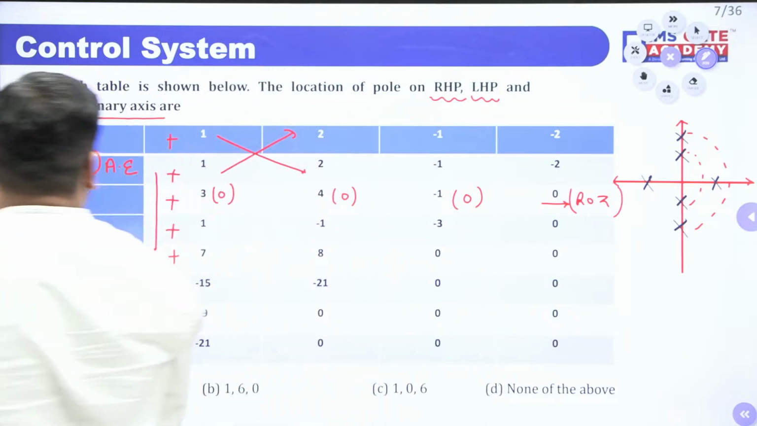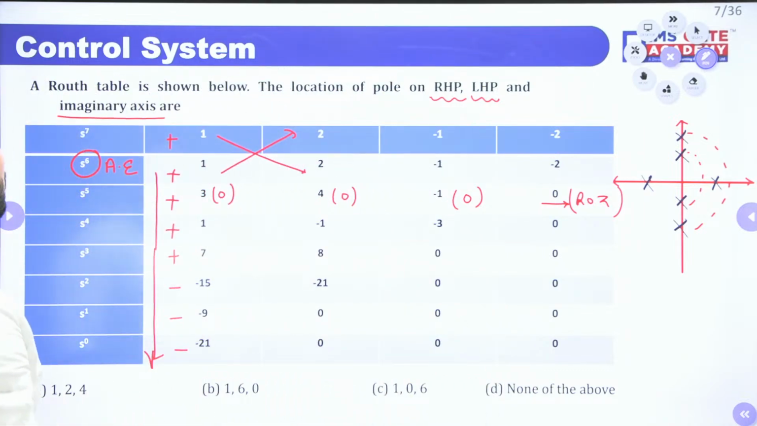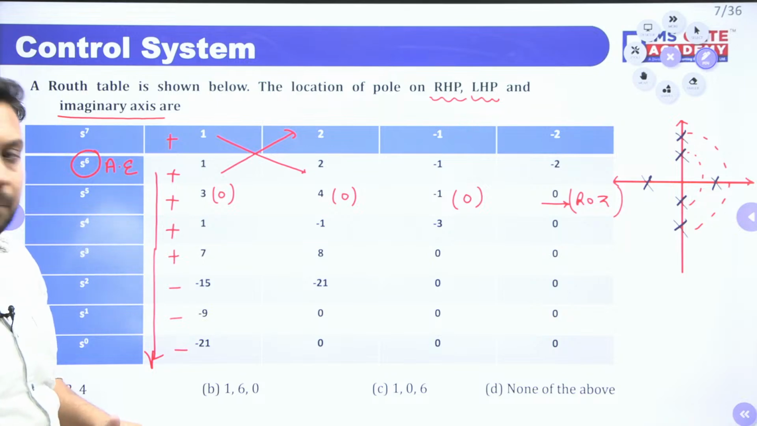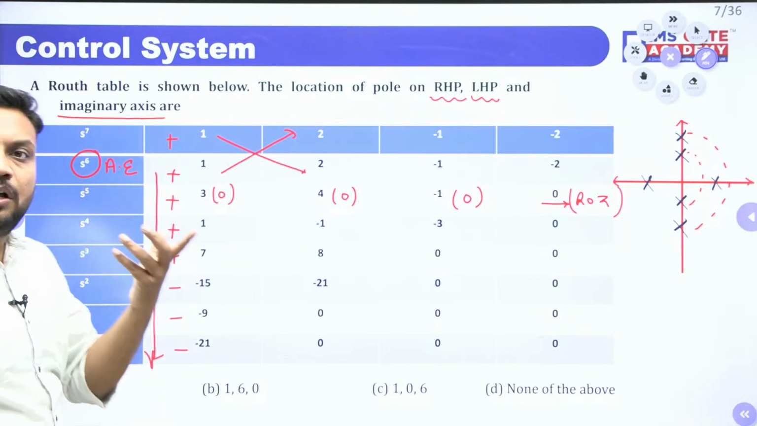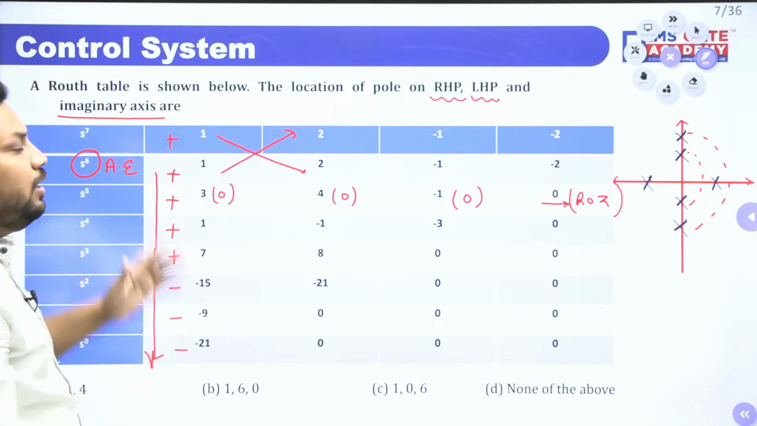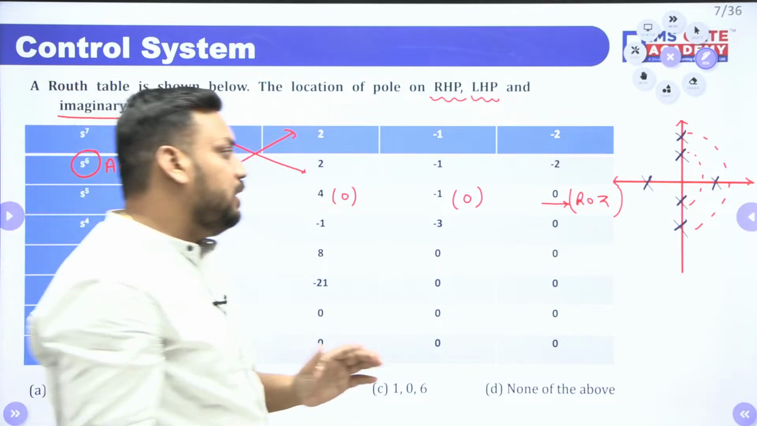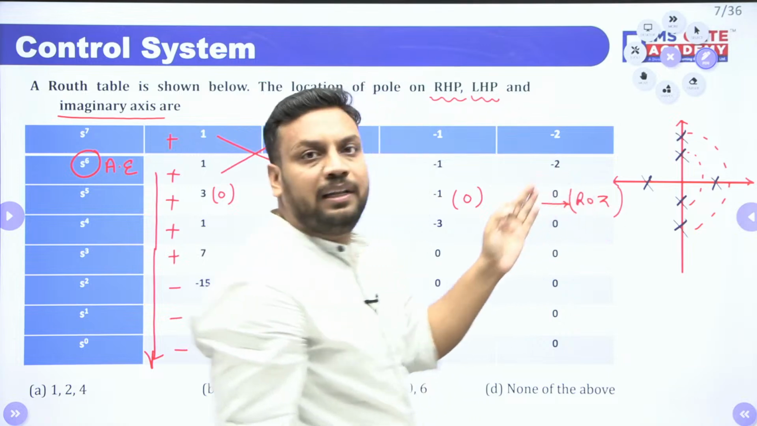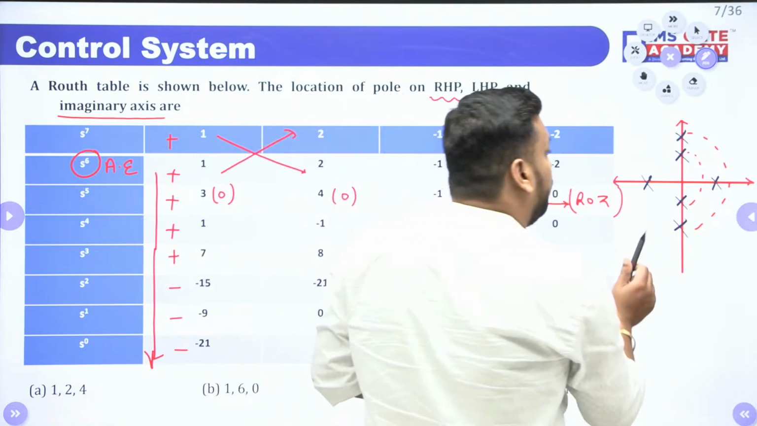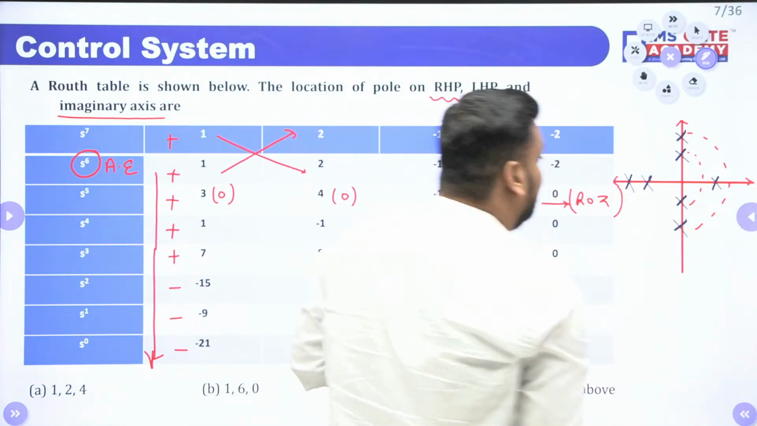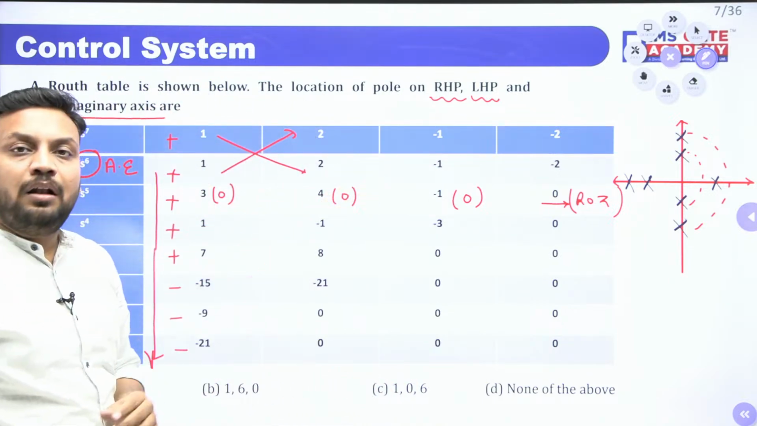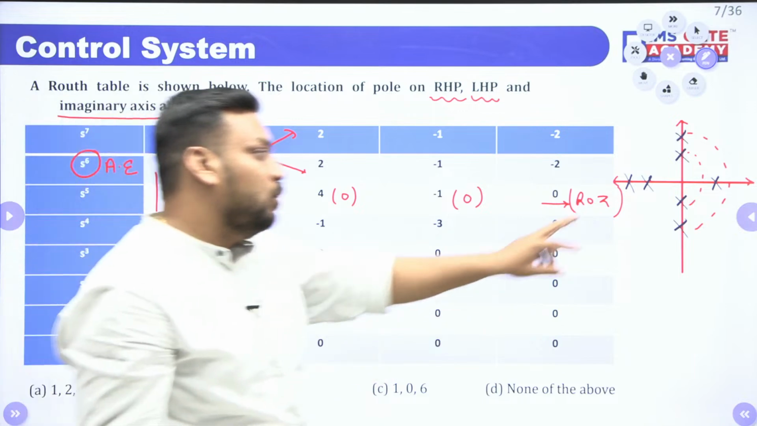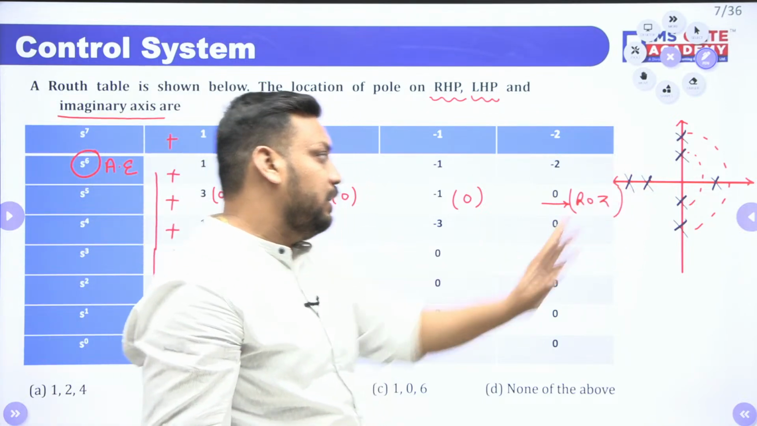Now the next step says to check the number of sign changes above the auxiliary equation. Here it is plus, so there is no sign change above the auxiliary equation, which means no further root lies in the RHS. So the remaining roots must be in the LHS. Only one root is pending, so one root lies in the LHS. Now this is the position of the total 7 roots: 4 roots on the imaginary axis, 2 roots in the LHS, 1 root in the RHS.